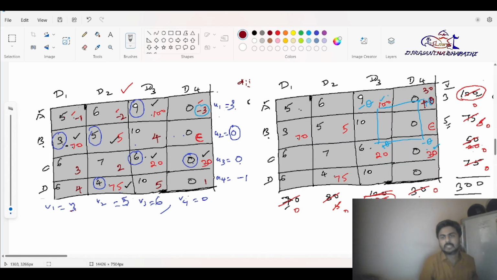Now this 30 is the allocation. Again, in the place of the remaining plus theta, you have to add the plus 30 value here. So it will be 20 plus 30, that is 50. This is your second allocation. The 50 is your second allocation.